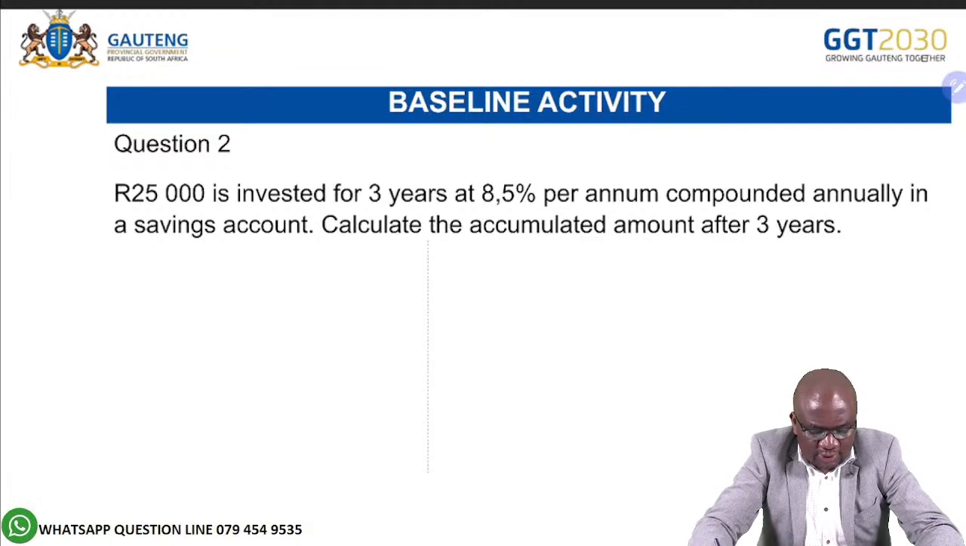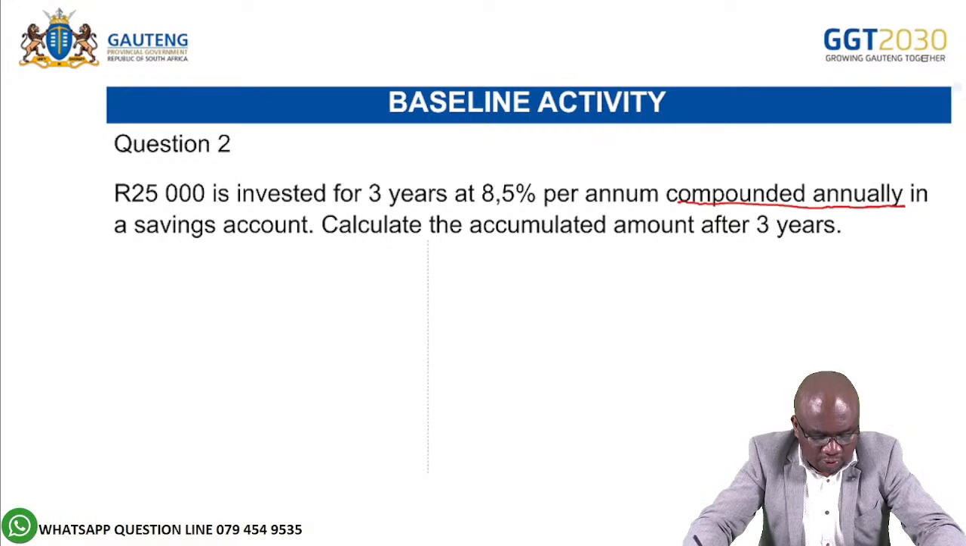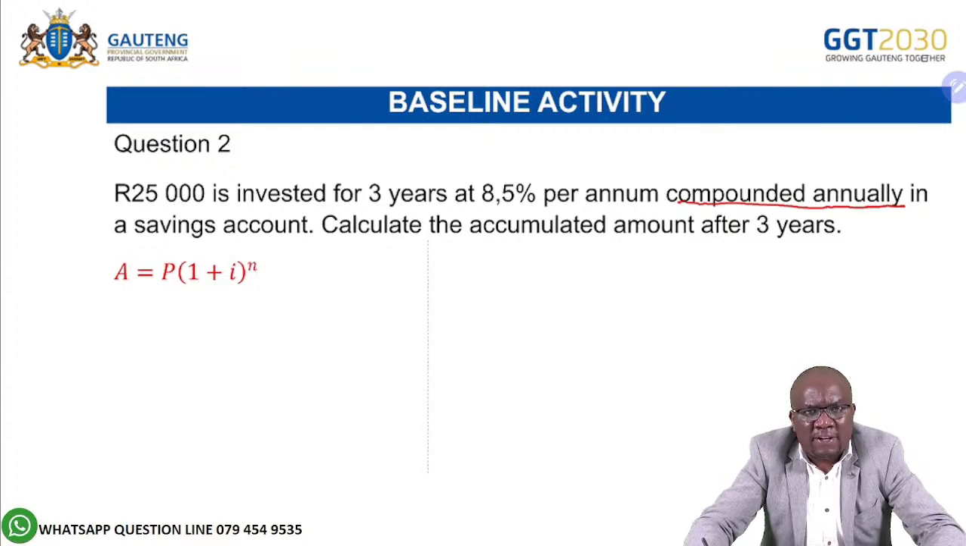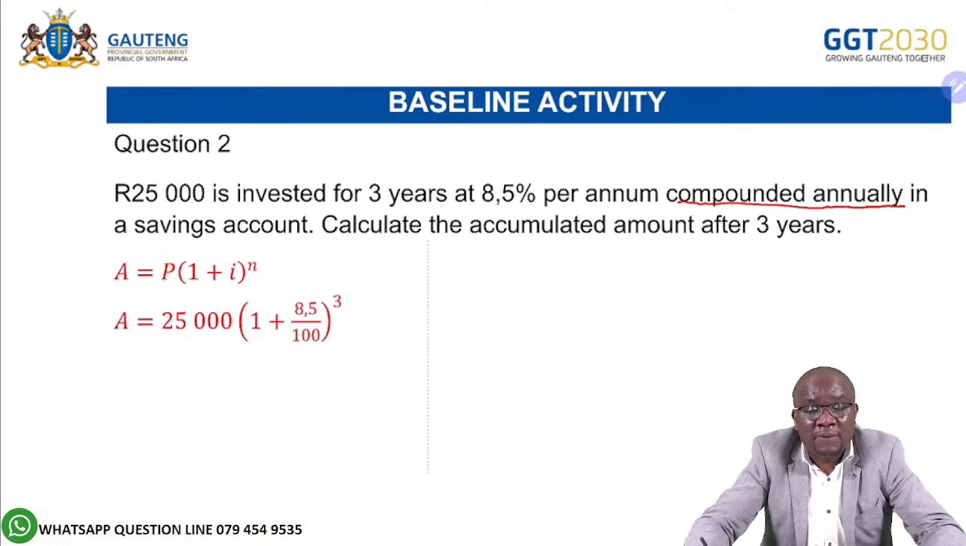Right, welcome back, learners. Let's do this together. 25,000 is invested for 3 years at 8.5% per annum compounded annually in a savings account. Calculate the accumulated amount after 3 years. So it's compounded annually, which means we have to use the compound growth formula. P is 25,000. N is 3 years. I is 8.5 over 100 or 0.085. Then we substitute that in the formula and put it in the calculator. We get 31,932 Rand and 23 cents.